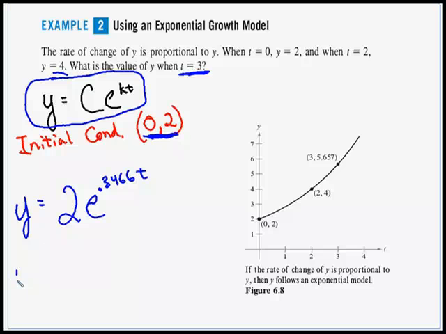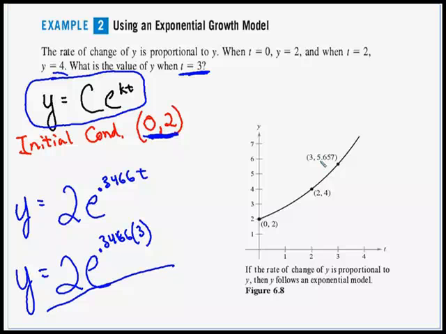So we would just punch this into our calculator: 2e, and our power is 0.3466 times t. T is 3. And when we evaluate this expression, we get a value of 5.657. So when t is equal to 3, the y output is going to be 5.657.